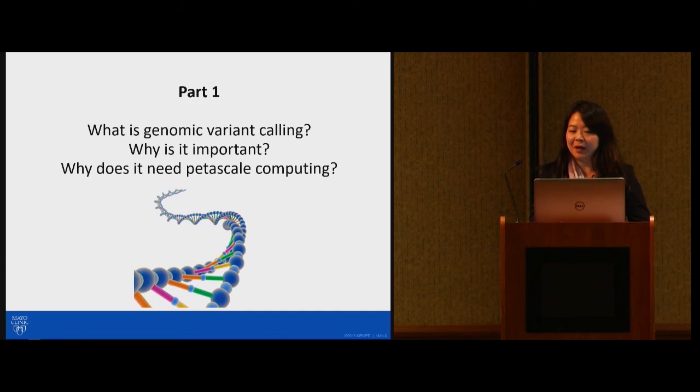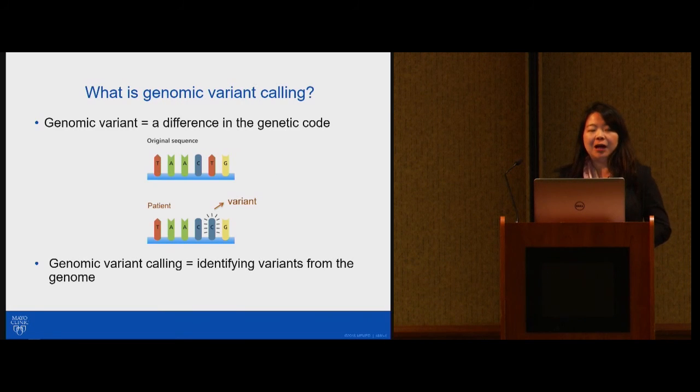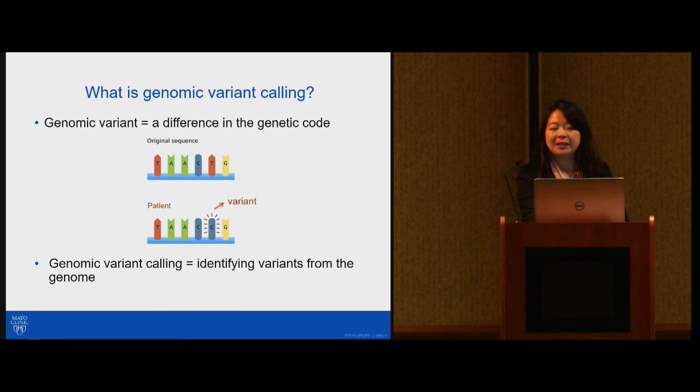So going to the first part, what is genomic variant calling? Why is it important? And why does it need petascale computing? Most of you probably already know this, but a genomic variant is a difference in a genetic code. Say, for example, we have an original sequence here on the top, and this person has TAA-CTG. But in a patient, instead, we have TAA-CCG. So at position number 5, we have a C instead of a T. This C is a variant. And genomic variant calling is identifying variants from the genome.